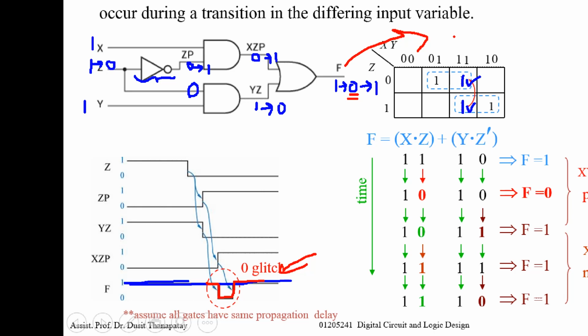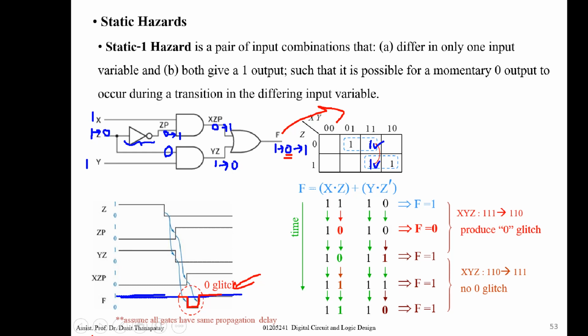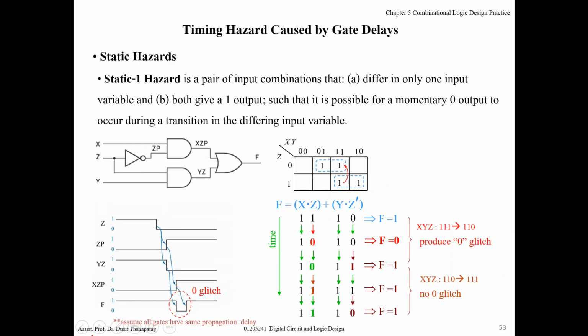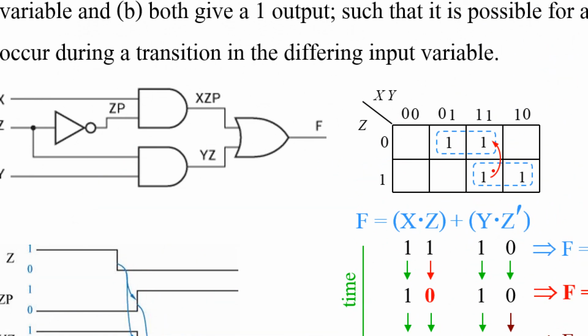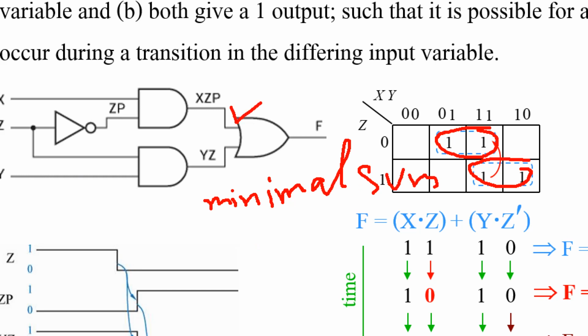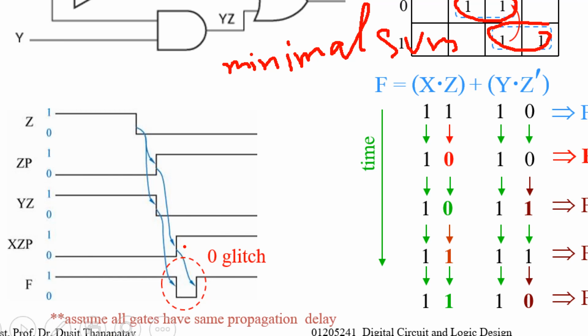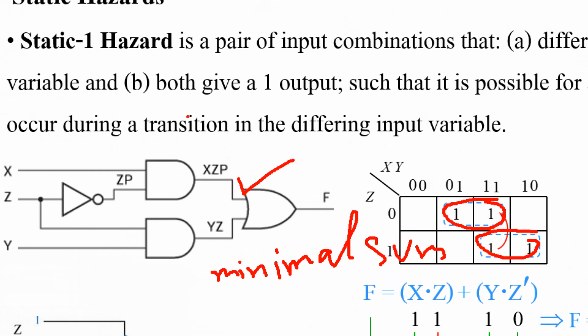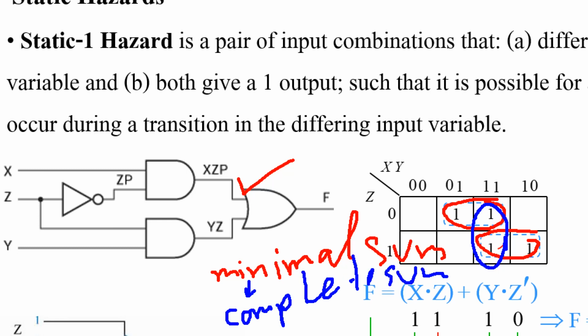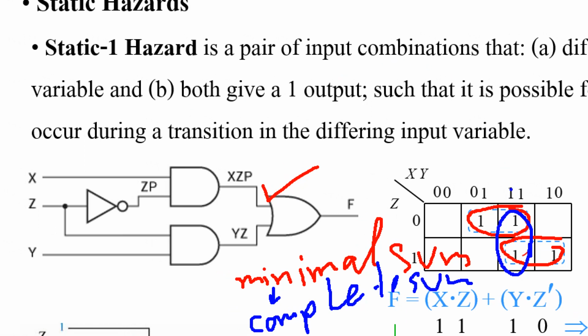So if you don't want the circuit to generate a zero glitch, what should you do? You should add this term. Based on this schema, if you make the function by using these product terms summed together, namely you use the minimal sum to implement the circuit, this zero glitch may occur. So to prevent this problem, you add this term, namely you use the complete sum to implement the circuit. That means you add the term of x and y.